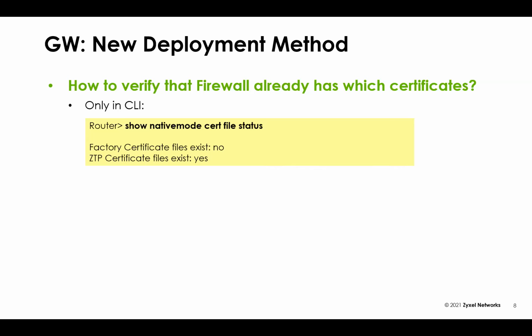But again, you have to have the ZTP certificate. You can check to see if you have it by running this command: go into the CLI and run show native mode cert file status. If it shows that the ZTP certificate file exists, then you will be able to shortcut not having to do the full ZTP process.